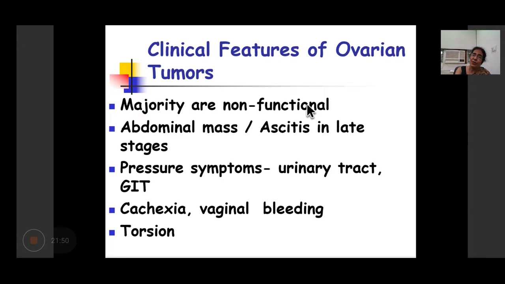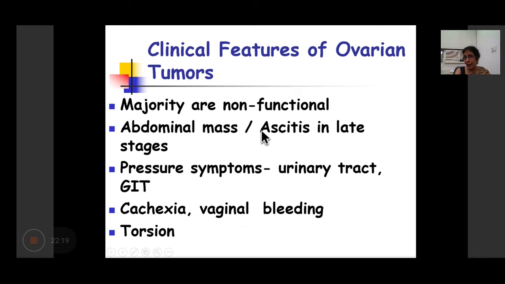It is only the functional tumors of the ovaries which secrete estrogen or, rarely, androgens, the testosterone, which may present with feminizing symptoms or masculinizing symptoms, like the granulosa cell tumor of the ovaries. Those are the ones which may have an effect on the endometrium and may lead to endometrial hyperplasia, and the patient may present with abnormal uterine bleeding. Otherwise, the majority non-functional tumors will not present with abnormal uterine bleeding.